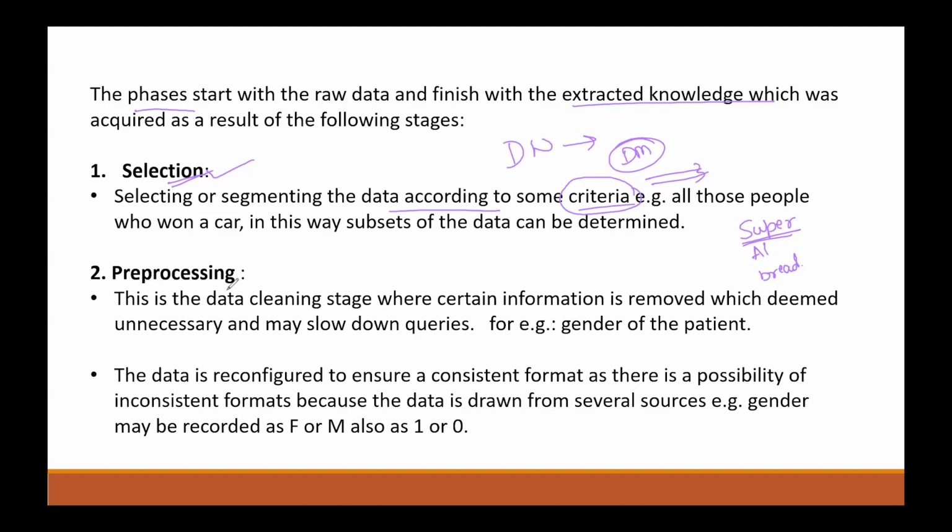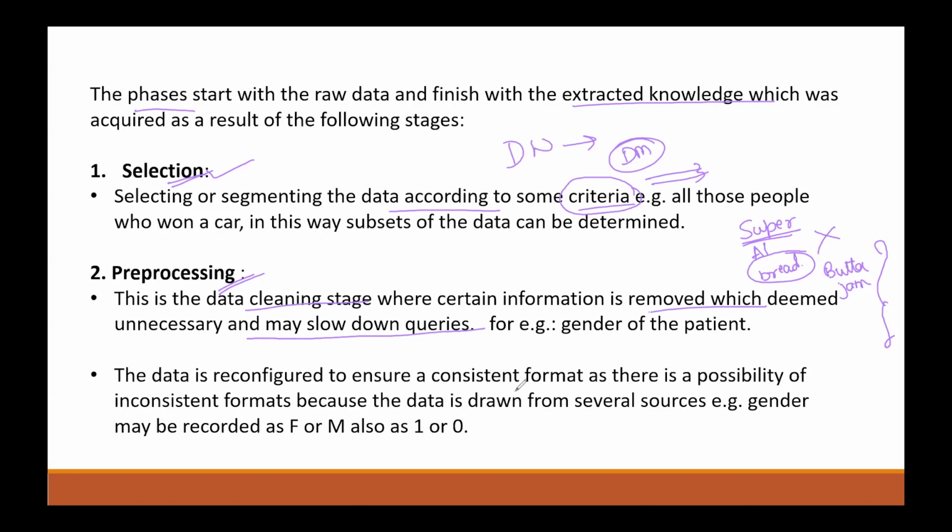Once I select the data, I will do the pre-processing of the data. This is a data cleaning stage where certain information that is deemed unnecessary and may slow down the queries is removed. For example, if a person has bought bread, apart from that, whatever else he bought, I'm going to exclude it, except if he has bought butter or jam. Only those details I'm going to keep. He would have bought n number of other things from the supermarket. I'm going to remove it. Okay, that is unnecessary for me. That is how I'm going to pre-process it.